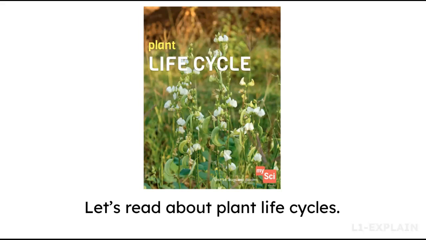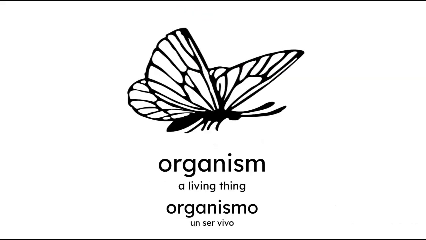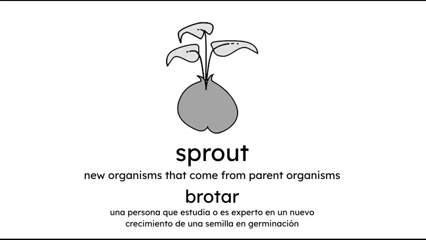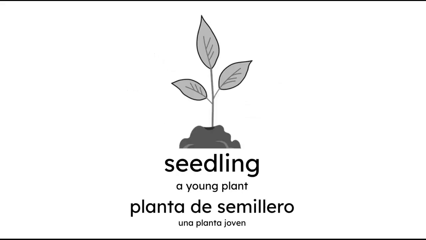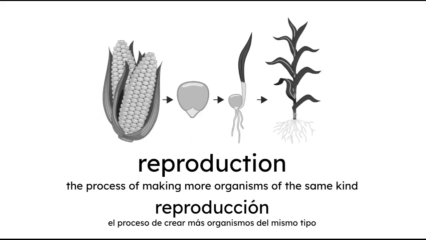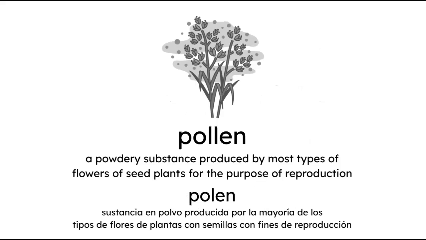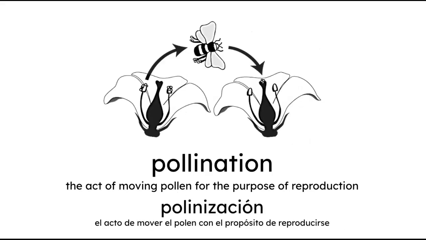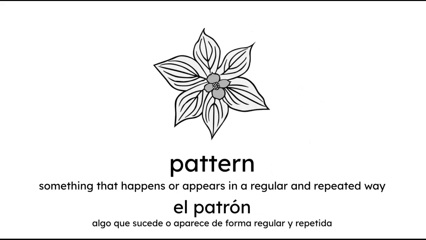Throughout the reading and summary chart discussion, several vocabulary words and key ideas will be introduced, including life cycle, organism, sprout, seedling, germination, flower, reproduction, pollen, pollination, and pattern.